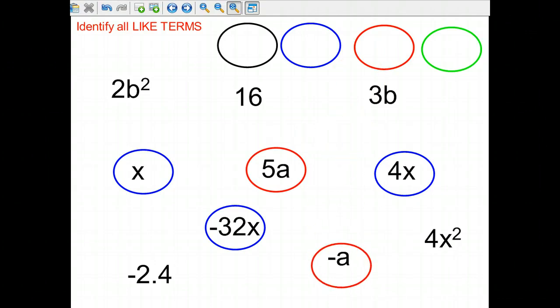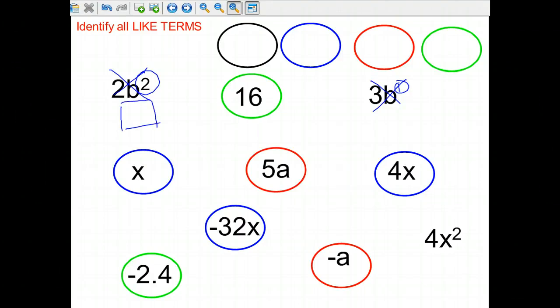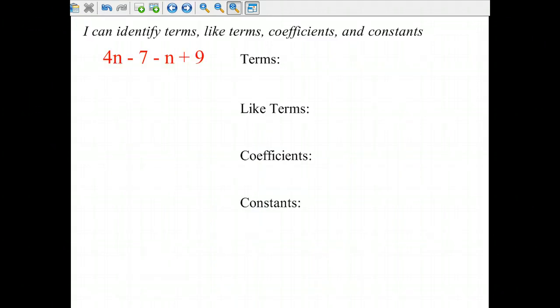Okay, and then we also have just the regular numbers. Anything without exponents, those are called constant terms. Those are still like terms. We can add together 16 and negative 2.4. Okay. The rest of these are not like terms. If you notice, the b squared and the b to the first power are not like terms. We can't add those together. This would be 2 big squares, and this would be 3 small rectangles, and those don't add together. Okay. So that's just a little bit of an example there.